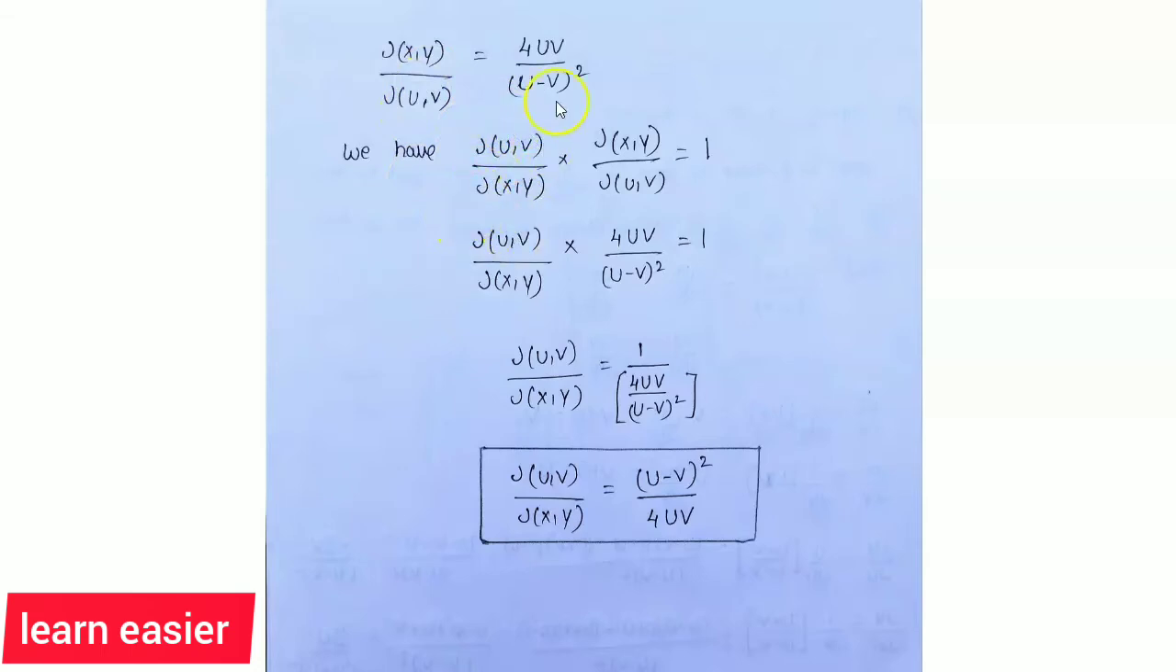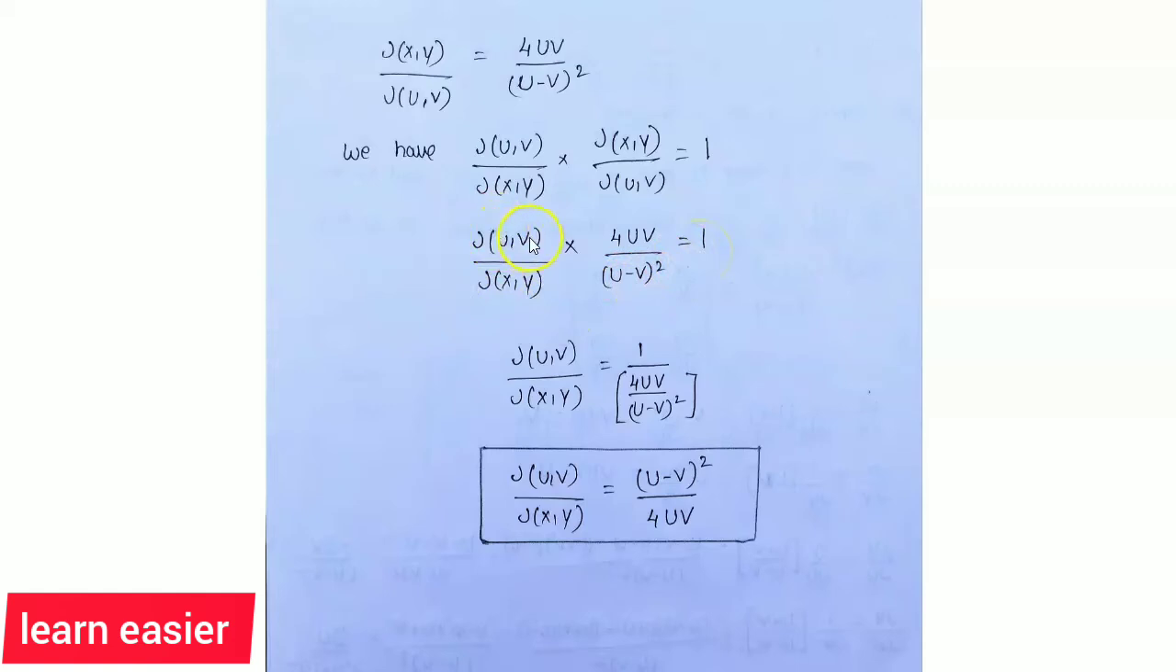Now we have to find out the dou of u comma v by dou of x comma y. So take the property of J into J dash equal to 1, if we consider dou of u comma v by dou of x comma y is J, and dou of x comma y by dou of u comma v as J dash. So the product of these two Jacobians is equal to 1 as we saw in an earlier video. So already we have found the dou of x comma y by dou of u comma v, which is 4uv by u minus v whole square, equals to 1.